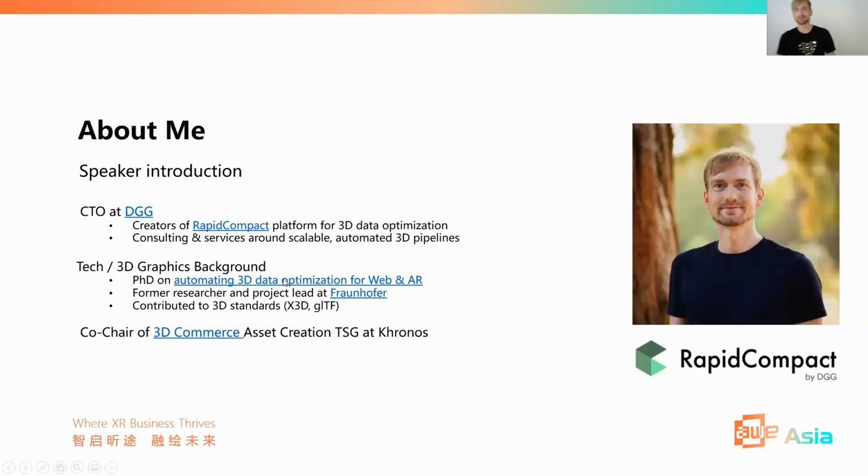Quick introduction. We at DGG create a software called Rapid Compact, which lets you automatically optimize your 3D content for different kinds of real-time use cases such as AR, VR and 3D on the web. We are also providing services around creating scalable automated 3D pipelines, which will also be the topic of this talk.